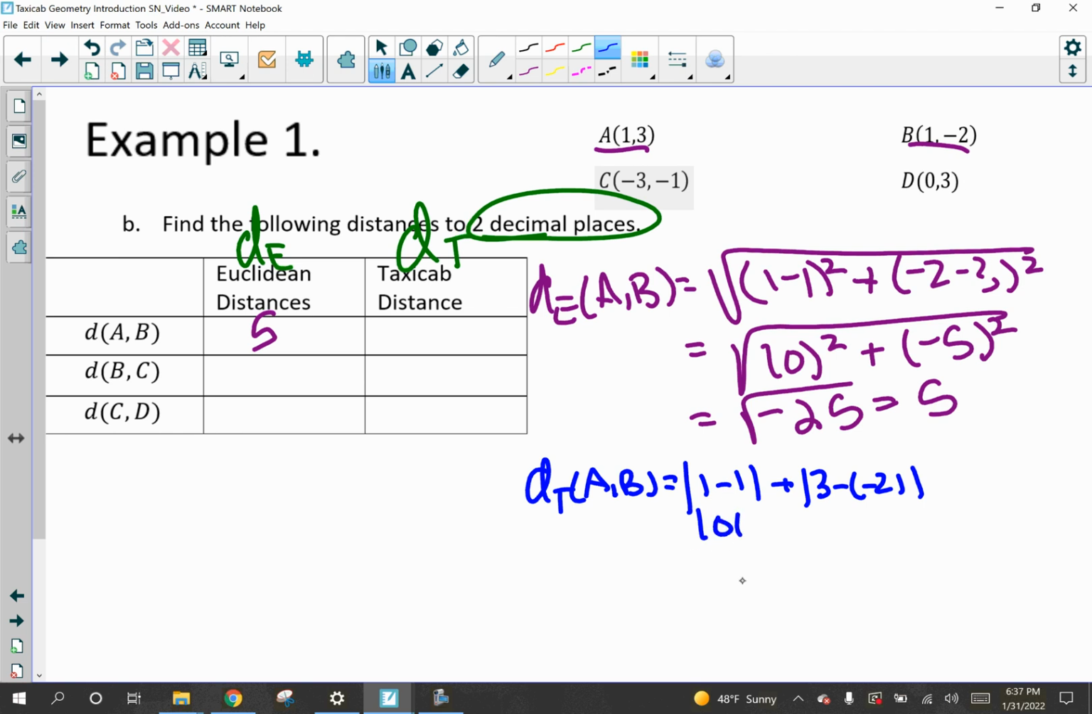The absolute value of 1 minus 1 is 0, plus 3 minus negative 2, which should be 5. The absolute value of 0 is 0, and the absolute value of 5 is 5, for a total of 5. So here they turn out to be exactly the same. That will not always happen. If you have any questions, if we're going too fast, pause the video and write this down.